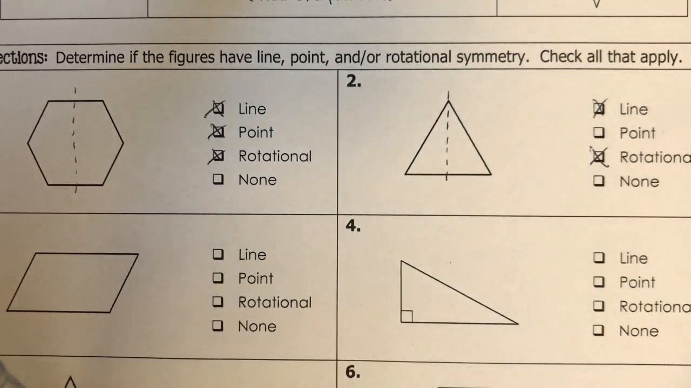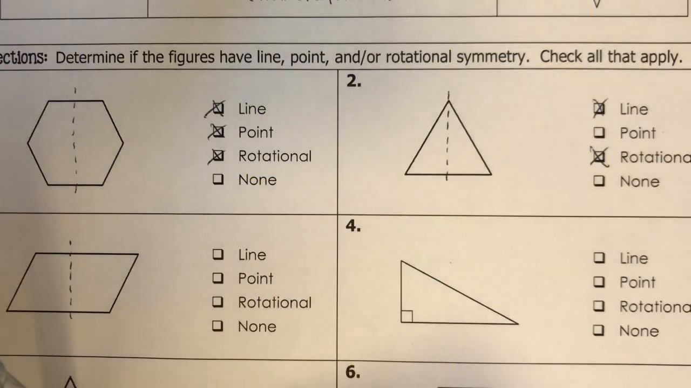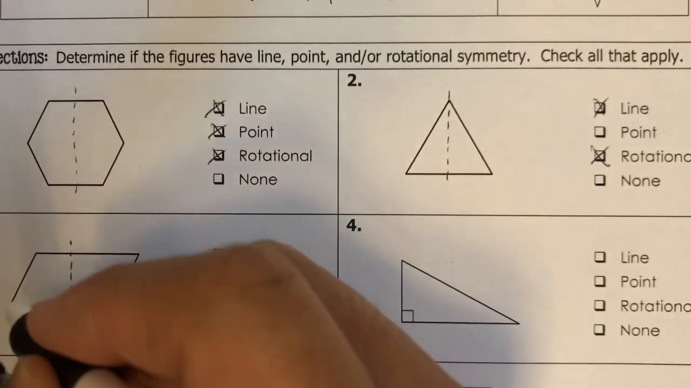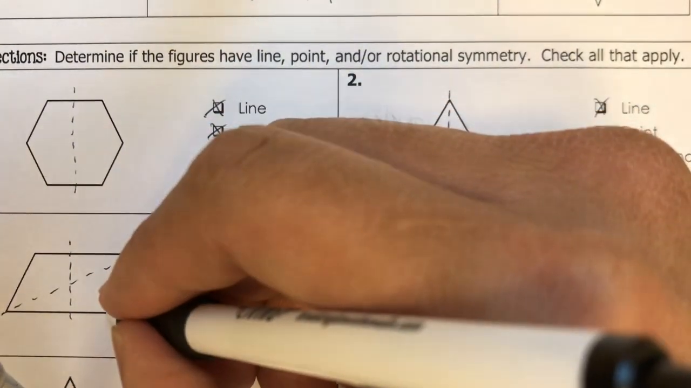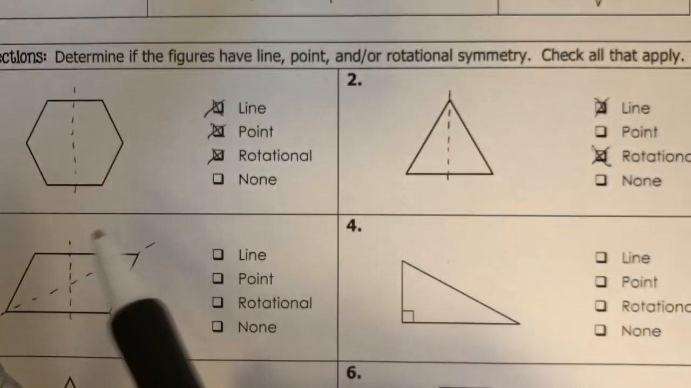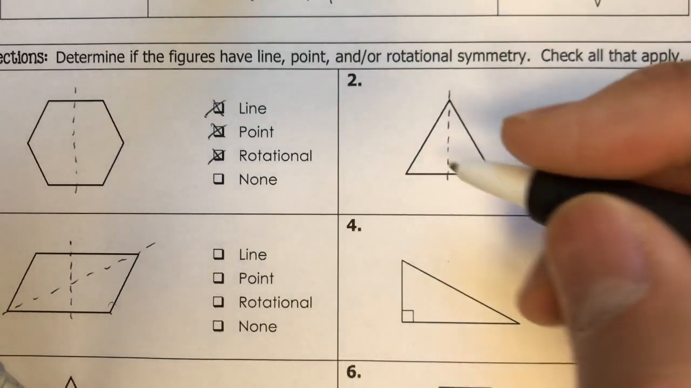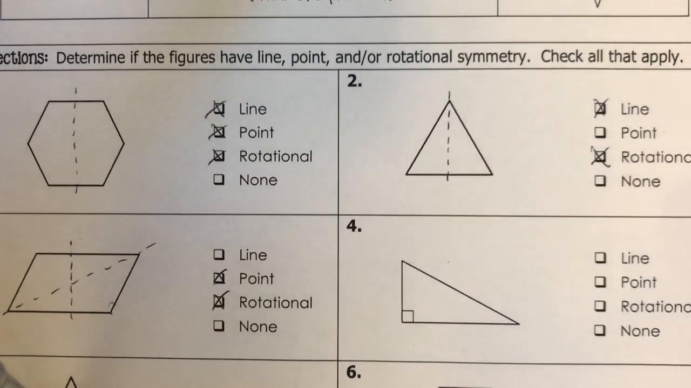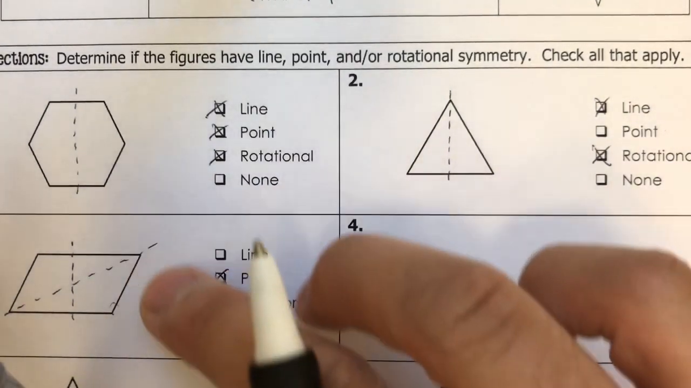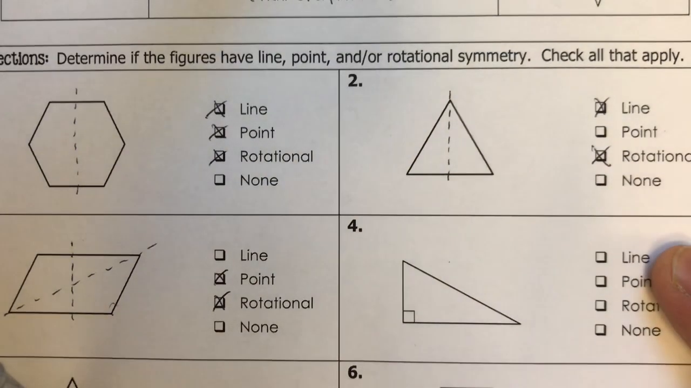The next one, number 3 here, this one actually doesn't have line symmetry. So notice if I draw a line down the middle, it doesn't match up. And then if I draw a diagonal line, they don't match up either, because this point will end up out in space over here. It ends up out here. So there's no line symmetry. But this one actually has point and rotational, because when I rotate it 180 degrees, that gives me point, and then rotating it also gives me rotational.